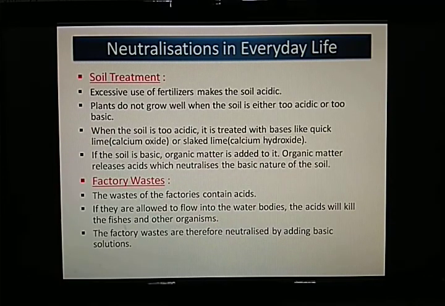Otherwise the aquatic flora and fauna will be affected, or it will cause harm to the fishes and all the aquatic animals. So now you understood how this neutralization reaction helps in everyday life to keep a balance between the acidic and the basic nature.